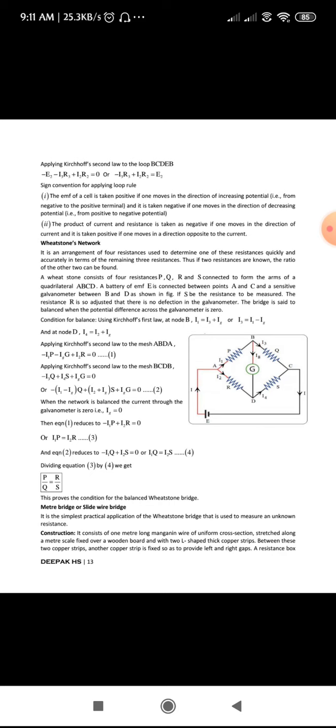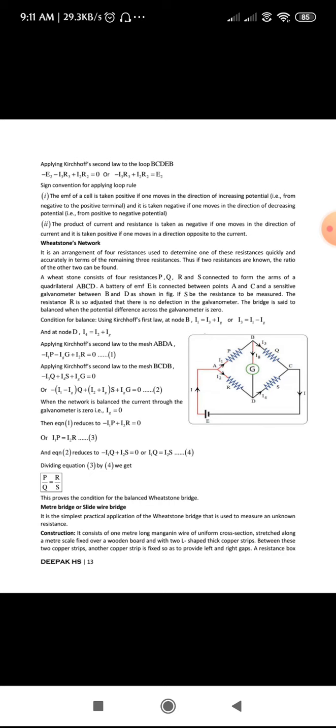Thus, if two resistances are known, the ratio of the other two can be found. Okay, so see here, coming to the figure, you can see that you have four resistors P, Q, R, S, right? So P, Q, R, S are the four resistors.